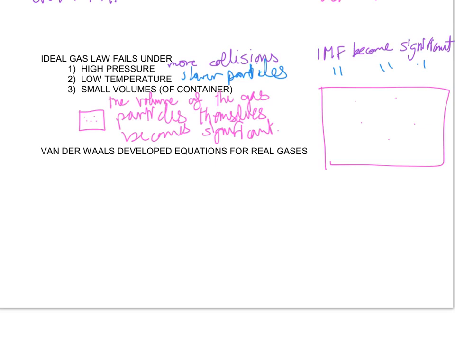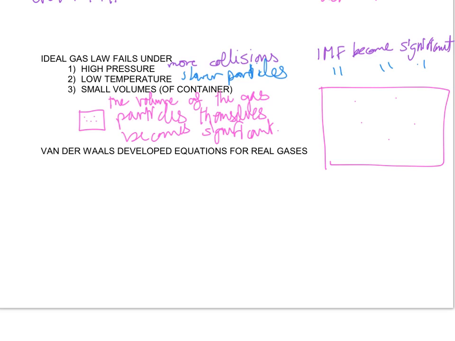Okay, so what if you have one of these three conditions where KMT fails: high pressures, low temperatures, or small volumes of the container, or you have a gas that just does not behave very ideally. Its particles are really large in volume and it has very strong attractions. So what do you do? If you use PV equals nRT, then you're not going to get very accurate results. And so we correct PV equals nRT. We fix it.